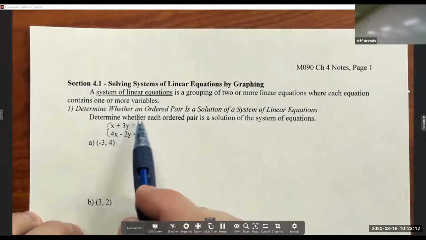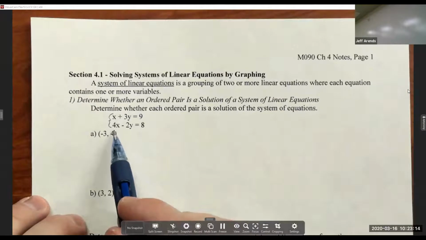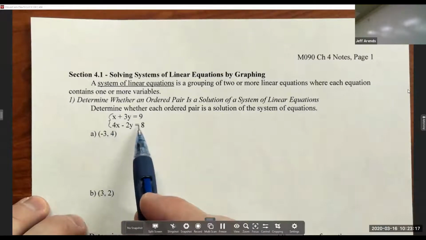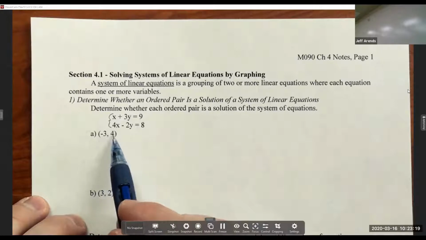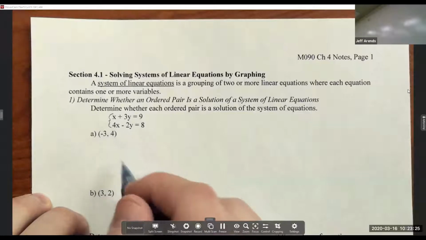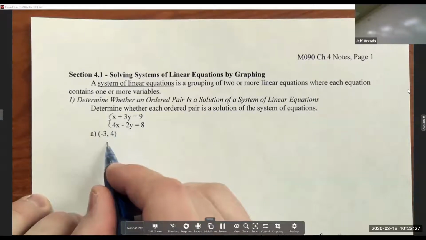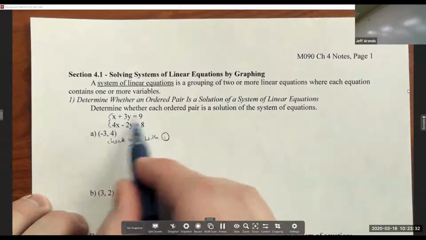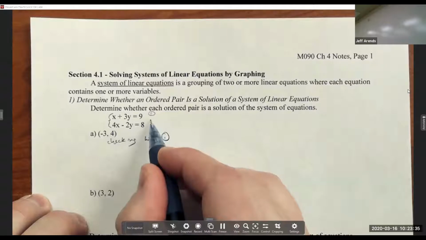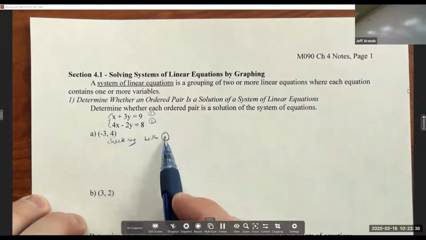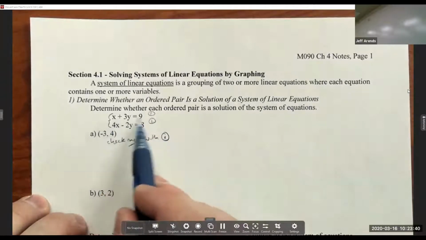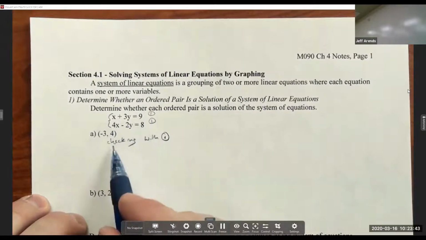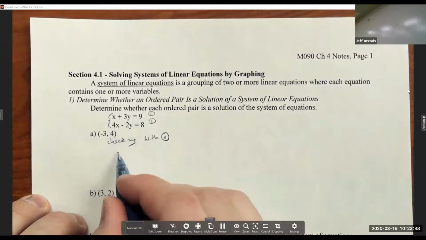In order for something to be a solution to a system of equations, it just needs to satisfy each of the equations individually. So if we wanted to check to see if (-3, 4) is a solution to this system of equations, I need to check each of the two equations. So I'll plug it into the first equation. Usually when we're dealing with multiple equations, I like to label these as 1 and 2. So if you see me doing this number that's circled like that, I'm probably referring to the first or the second equation.